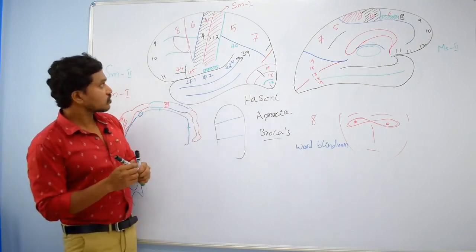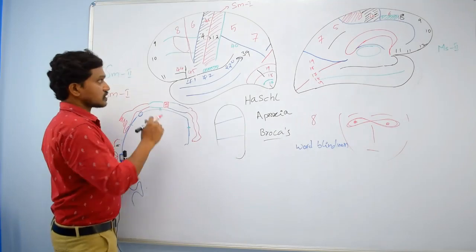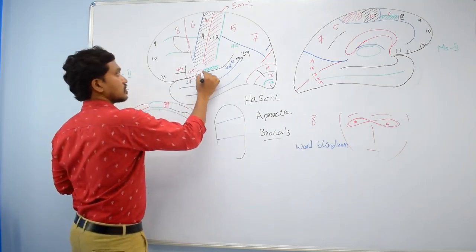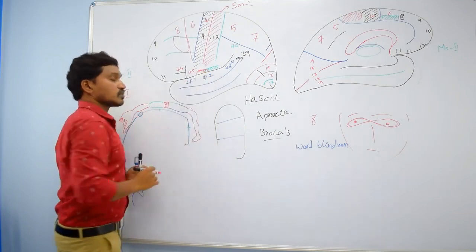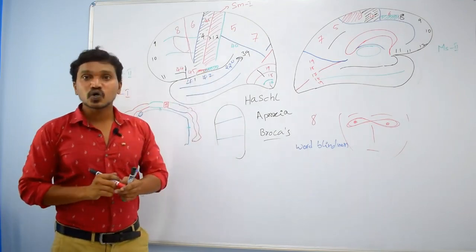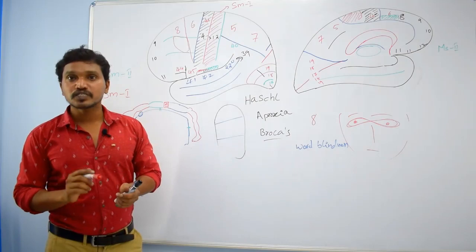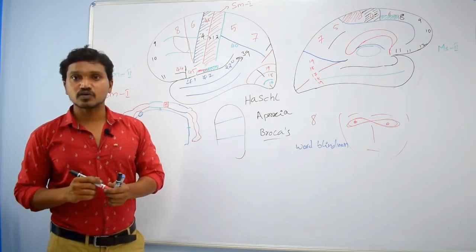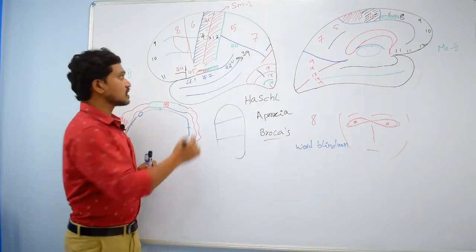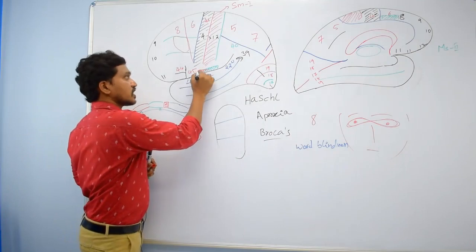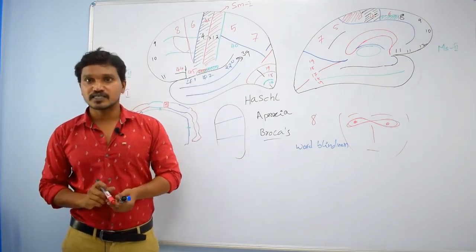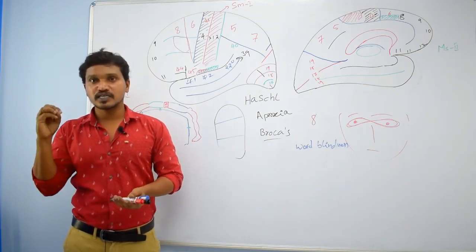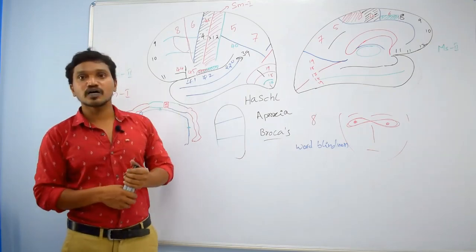Then we will see one more area which is present here. This area is present in the dorsal wall of the posterior ramus. This area is area number 43, the area of taste. It receives taste. Actually, it is continuous with the insula.